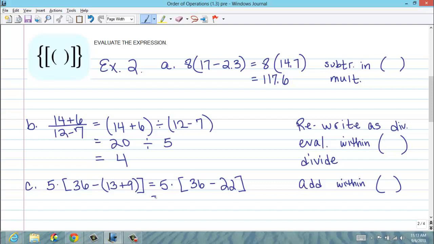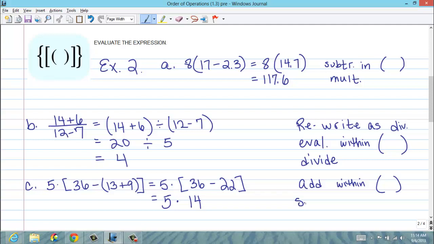Okay, now let's continue. We still have a grouping symbol. We have to work this out first. So this is going to be 5 times, what is 36 minus 22? That would be 14. So how did I get this line?